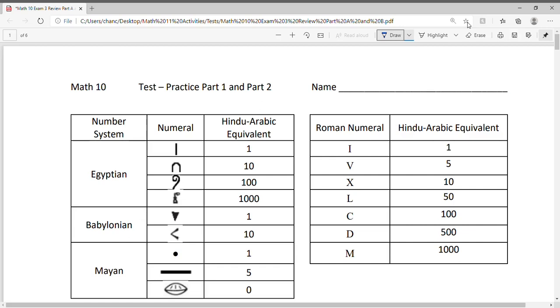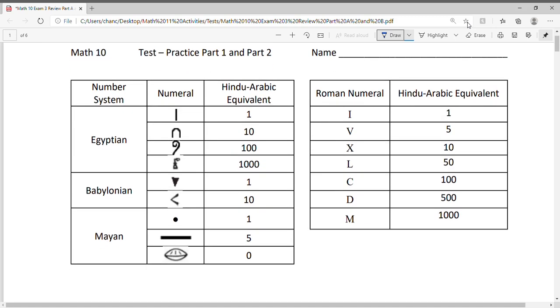Let's get started with the review. We are preparing for exam 3, and in these notes, notice that the Egyptian, Babylonian, Mayan, and Roman numerals are given. So you don't have to memorize these symbols, they will be given for you on the exam.